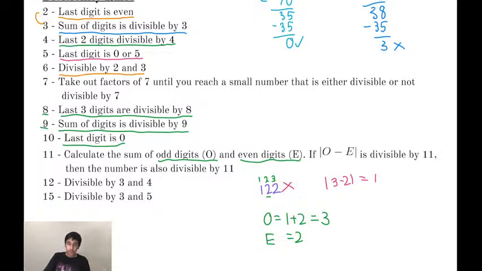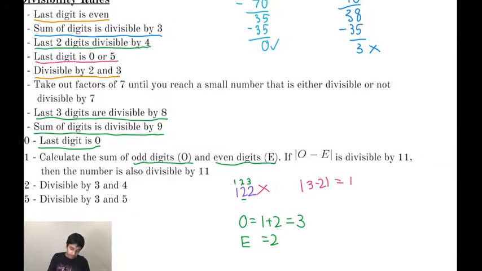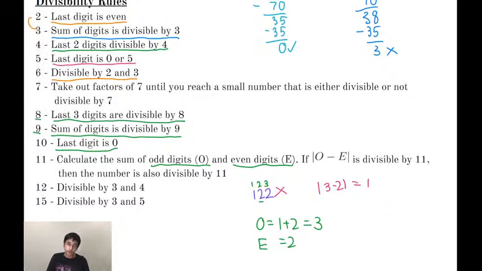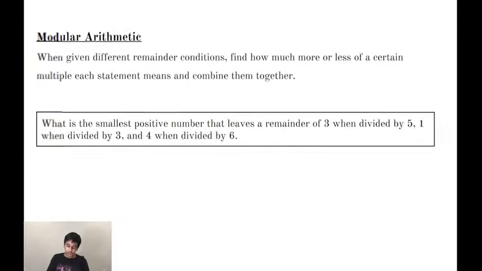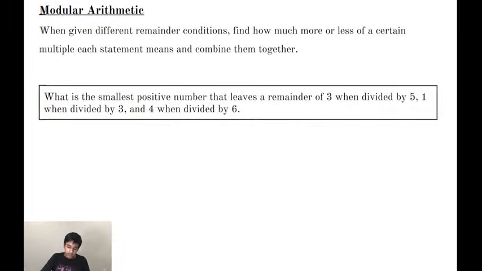And for 12, the number just has to be divisible by both 3 and 4. And for 15, the number has to be divisible by both 3 and 5, because 15 is just 3 times 5, and 12 is just 3 times 4.